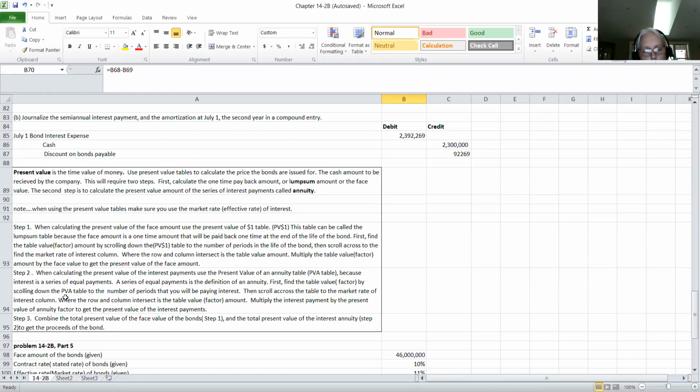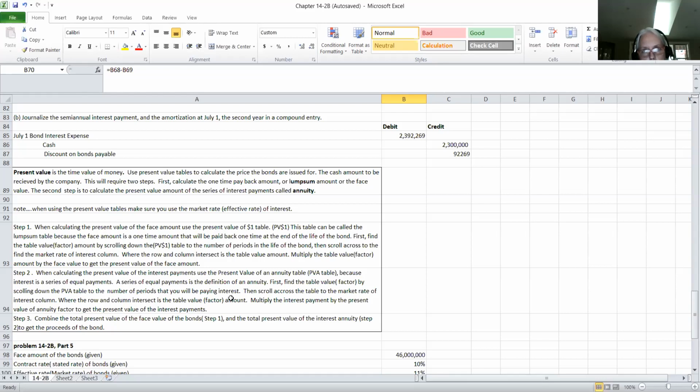In step number 2, when calculating the present value of the interest payments, we're going to use the present value of the annuity table, which is the PVA table, because interest is a series of equal payments. A series of equal payments is the definition of an annuity. We're going to use the annuity table in step number 2. We've got to first find the table value factor by scrolling down the present value of an annuity table to the number of periods that you will be paying interest.